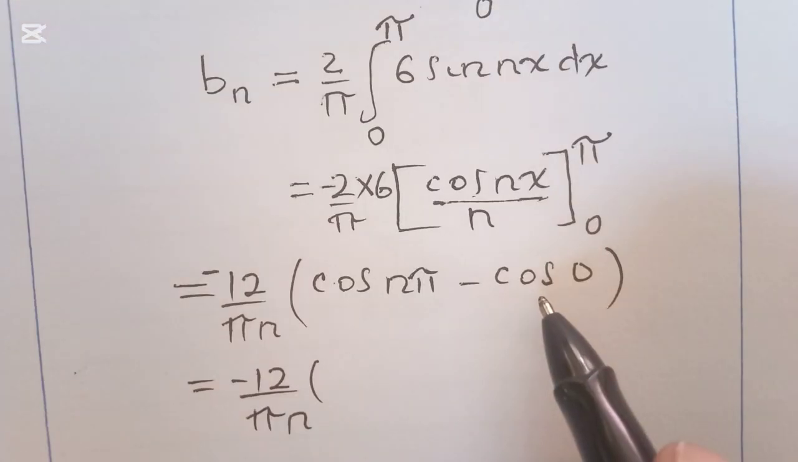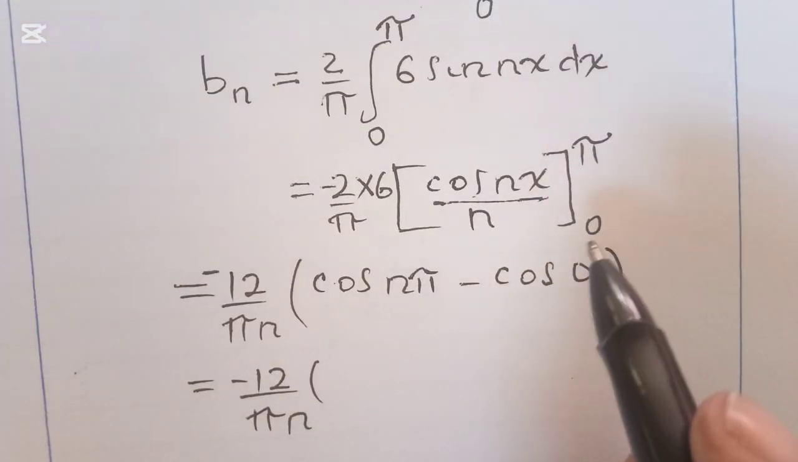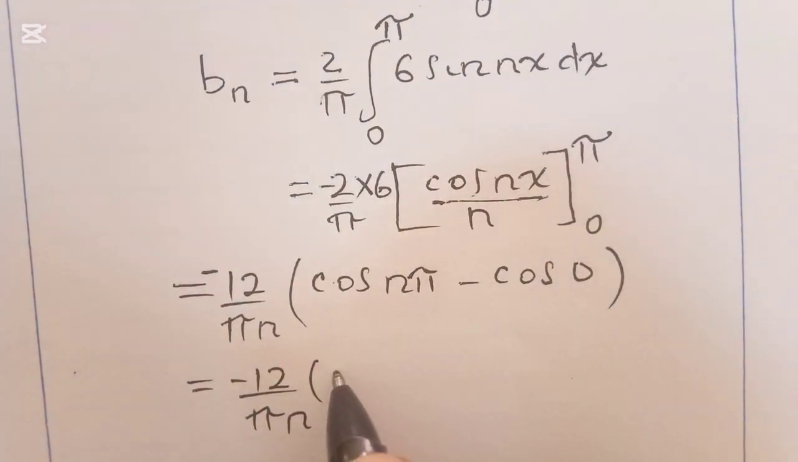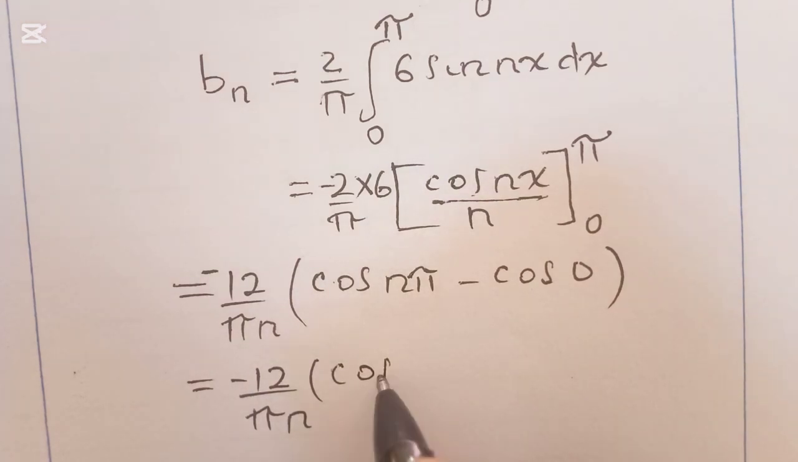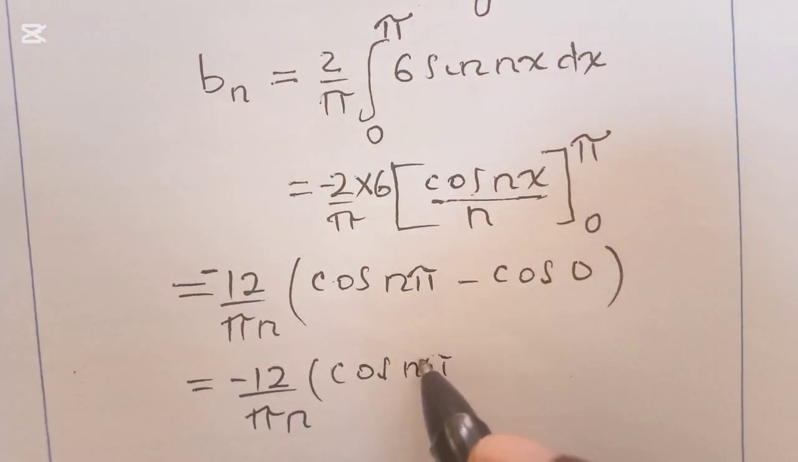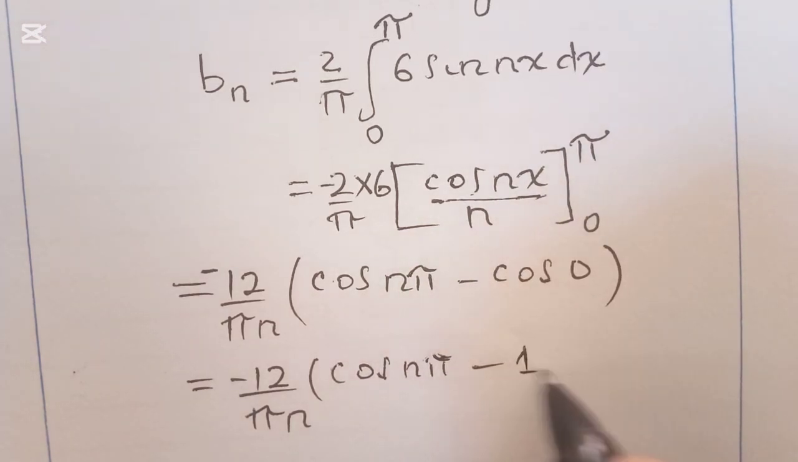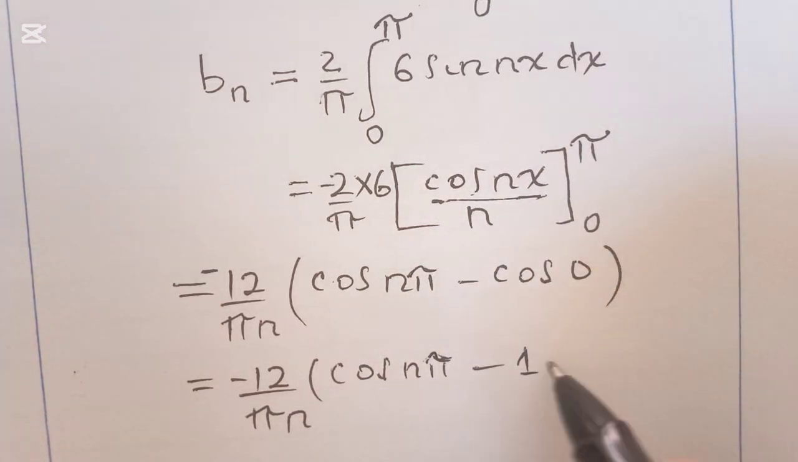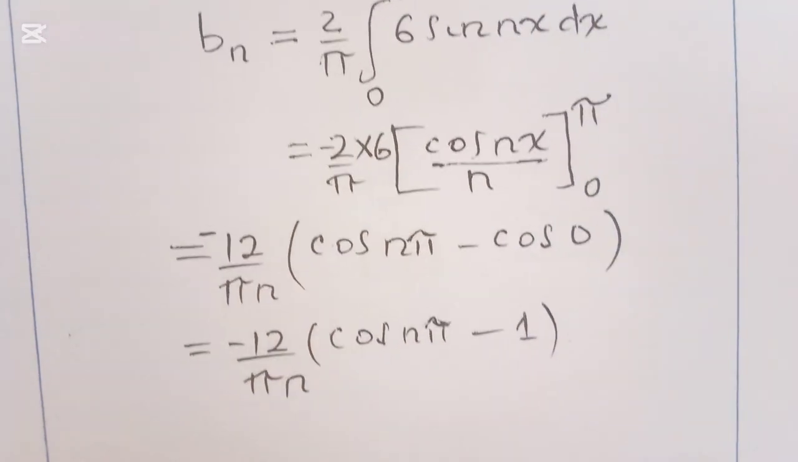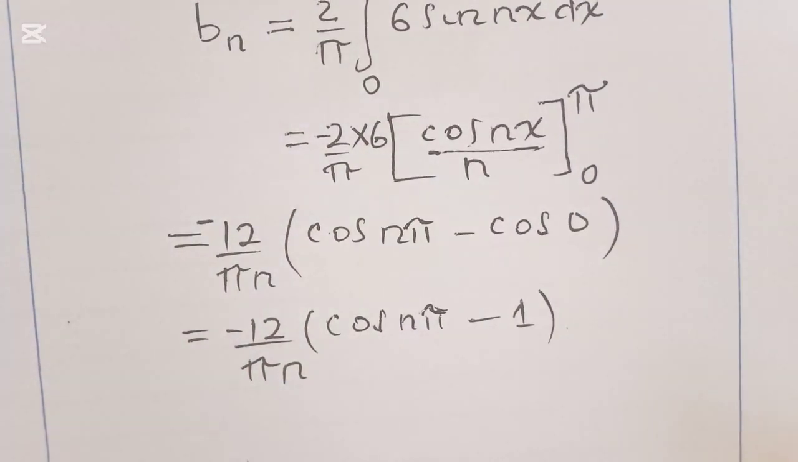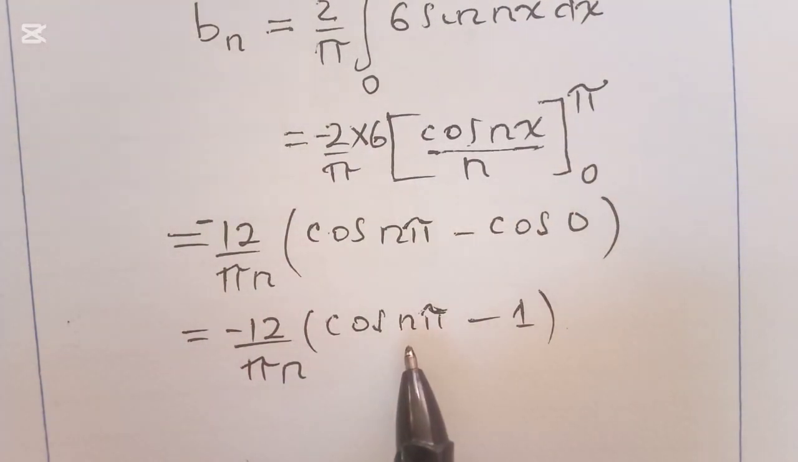We check for cos 0, we are going to have 1. So this is cos n pi minus 1. So guys, we are going to have that. With that, guys, we can now look at n and see.